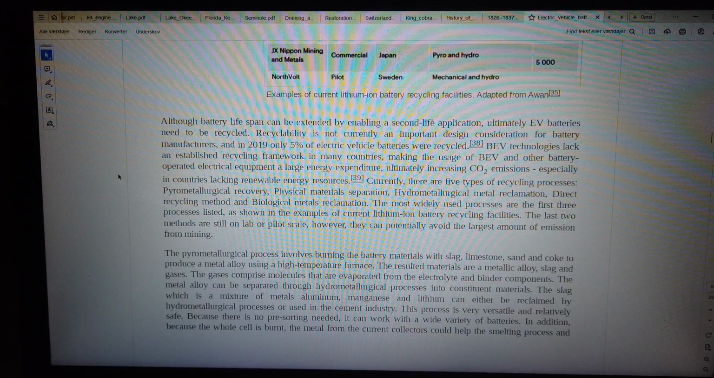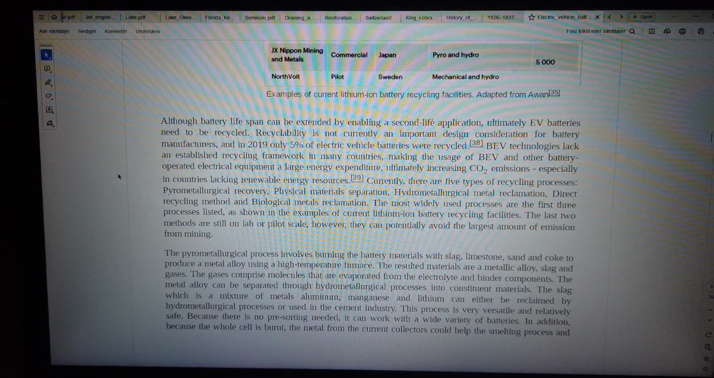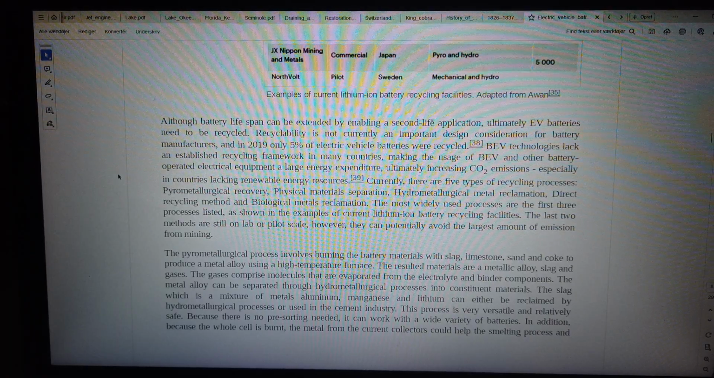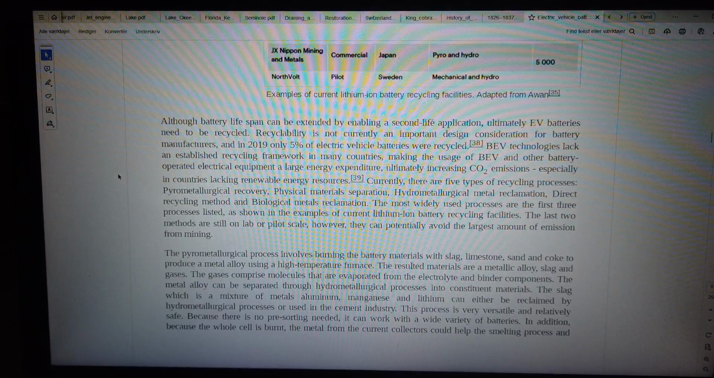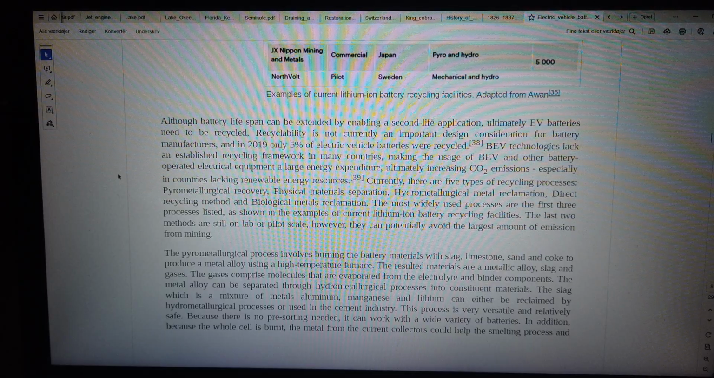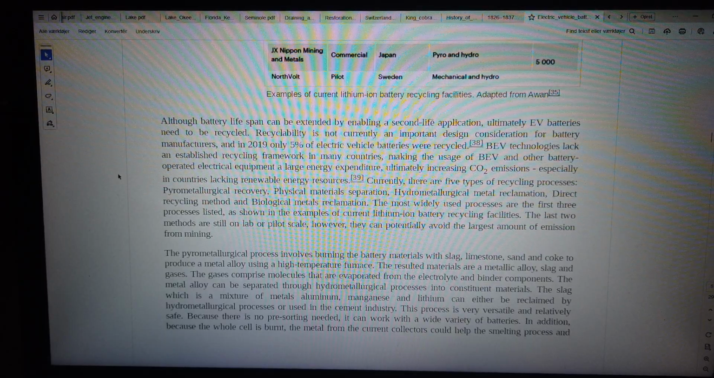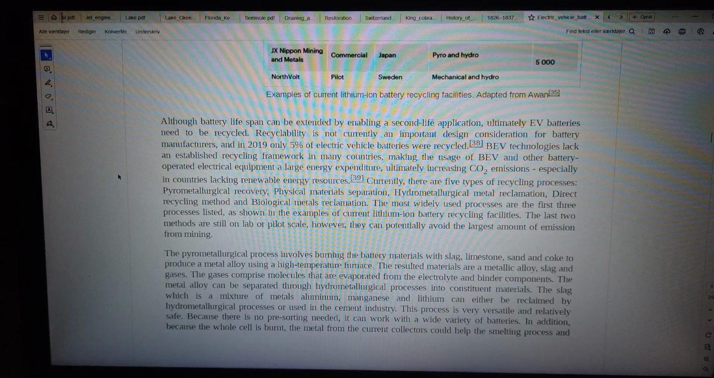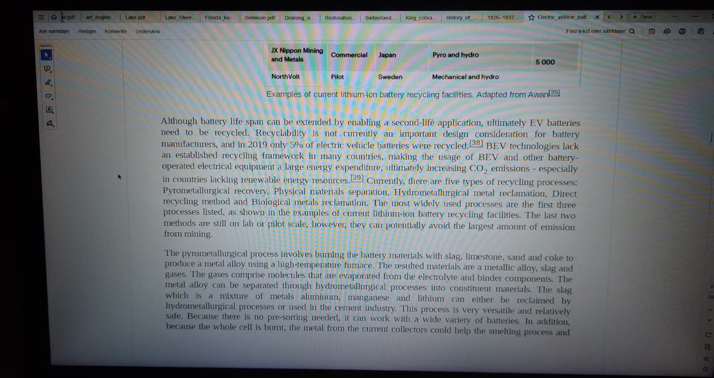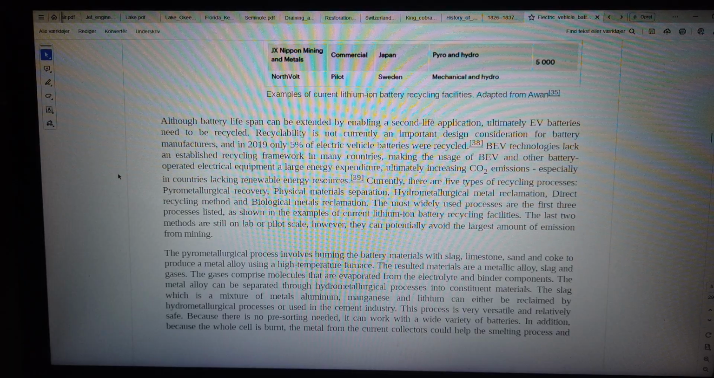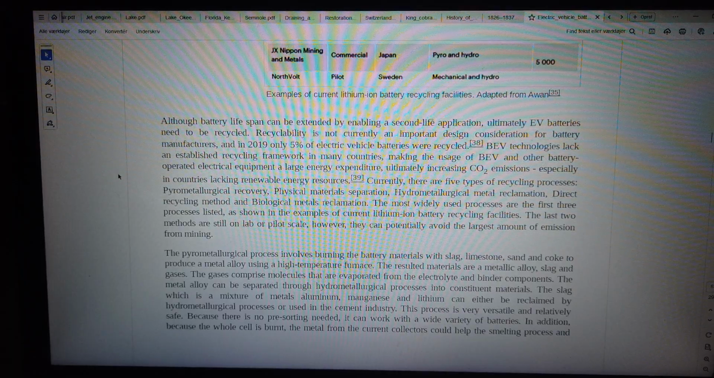The pyrometallurgical process involves burning the battery materials with slag, limestone, sand and coke tar to produce a metal alloy using a high-temperature furnace. The resulting materials are a metallic alloy, slag and gases. The gases comprise molecules that are evaporated from the electrolyte and binder components. The metal alloy can be separated through hydrometallurgical processes into constituent materials. The slag, which is a mixture of the metals aluminum, manganese and lithium, can either be reclaimed by hydrometallurgical processes or used in the cement industry.